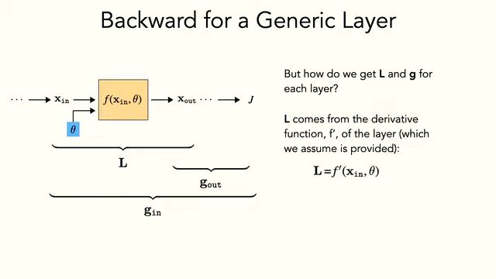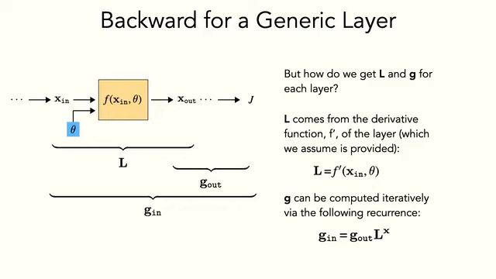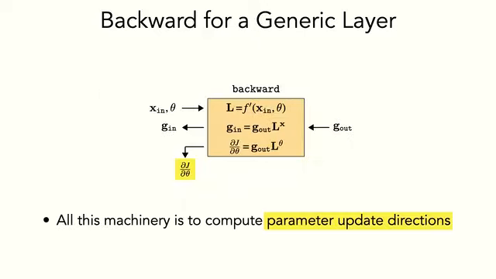So how do we actually get L and G for each layer? L comes from that derivative function of the layer, which we assume is provided, right? We assume for any given layer that it is differentiable and that we have a function that lets us take that derivative. And then G can be computed iteratively via recurrence, right? The input gradient will always be equal to the output gradient times that L for that layer. So this is essentially the backpropagation of the error signal back through the model. And then all of this machinery is used to compute parameter update directions. So which way do we need to go?